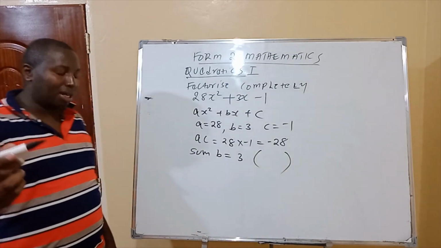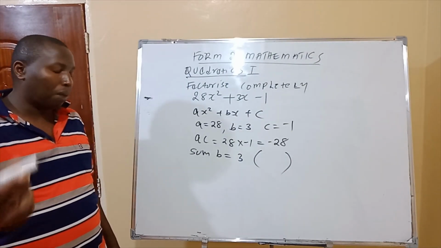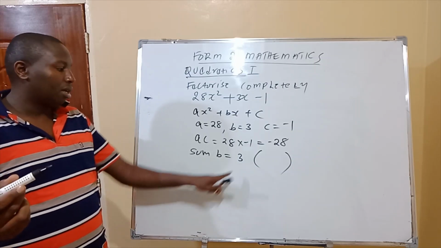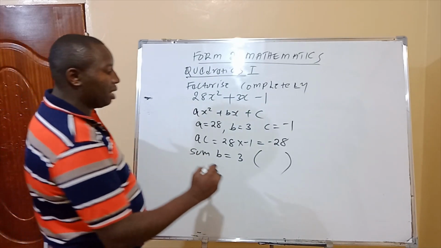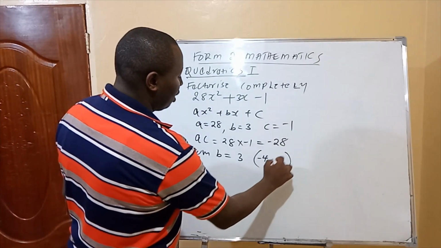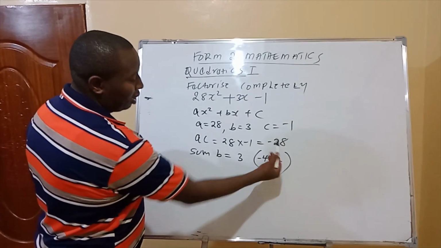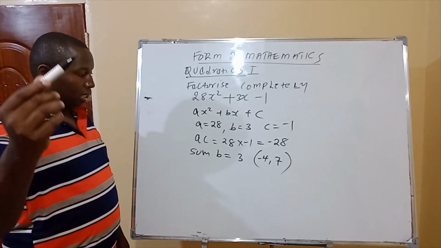So which are these two numbers, or the two factors of -28? You multiply, you get -28. You add, you get 3. So these two numbers are -4 and 7. -4 times 7, that is -28. -4 plus 7, that is 3.